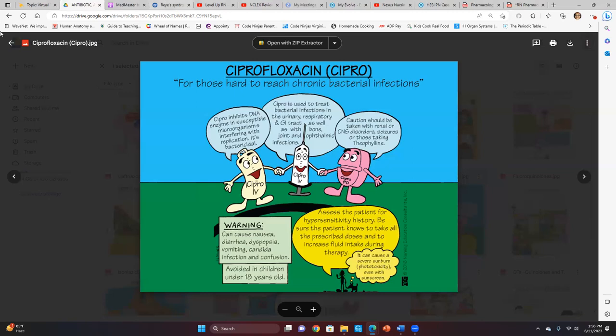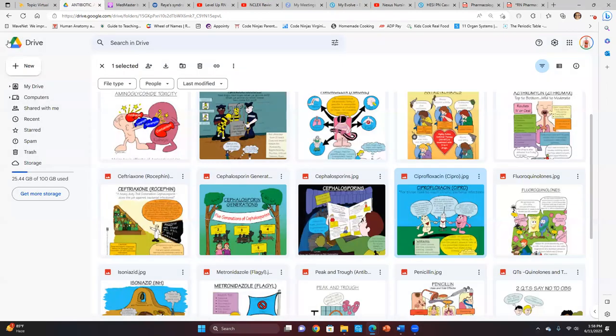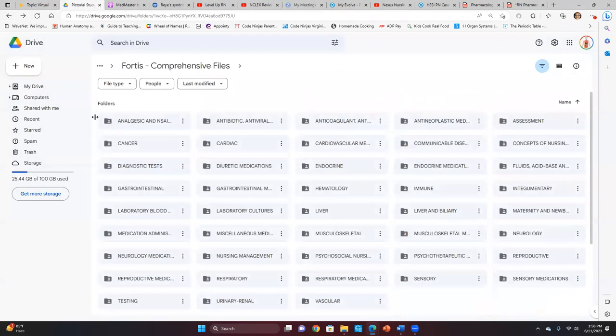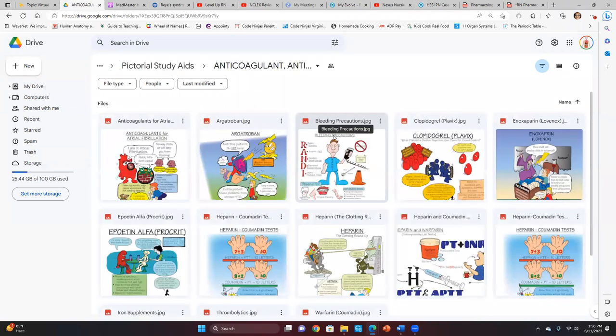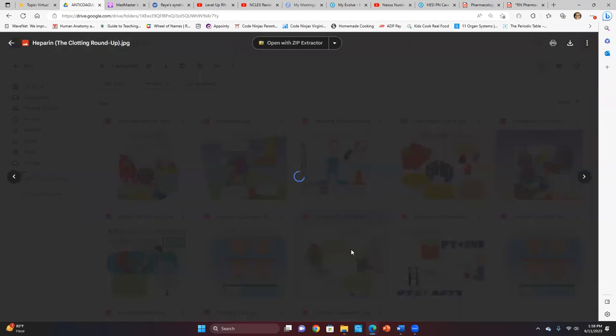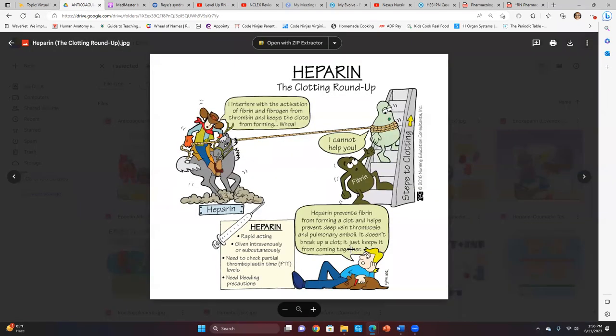We're going to go to anticoagulants, but I'm going to stick with the visual aids because I think it might be helpful for those that are visual learners. And so we're going to be talking about anticoagulants. I'm going to start with heparin. Heparin is a medication that is an anticoagulant. Anti is against, coagulant is the blood clotting.